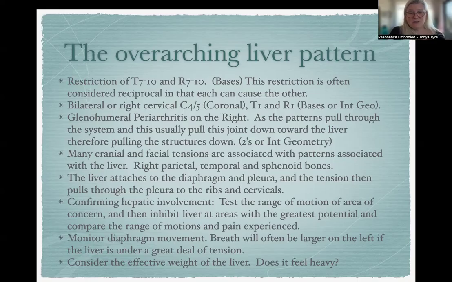Cranial and facial tensions are associated with the patterns within the liver. So we've got right parietal, temporal, sphenoid bones, etc. The liver attaches also to the diaphragm and the pleura, and the pleura then attaches to ribs and cervicals, etc. So there's just ways that things pull all the way through the system. We actually cover that a lot in internal geometry, but just to plant the seed for that.